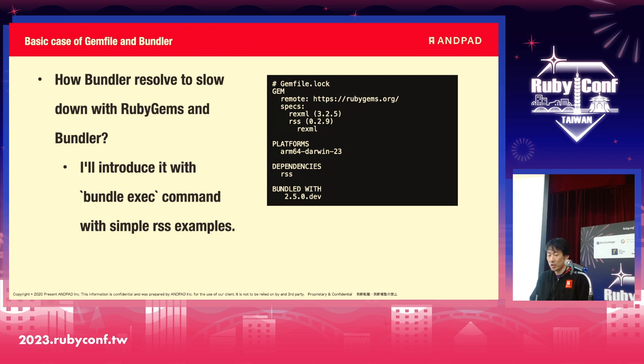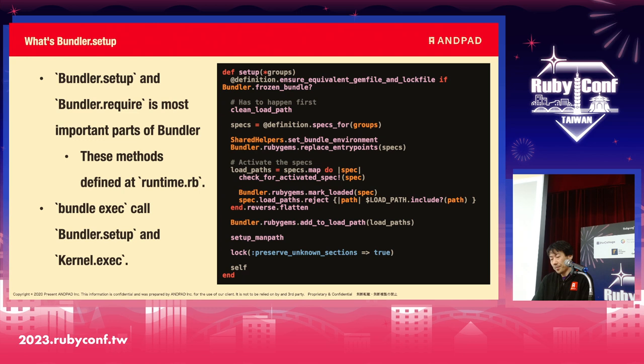We will look at it with a Gemfile with only a single RSS gem specified as an example, which has a library dependency called rexml in its gemspec. It's the same as the previous slide. The key part is Bundler.setup. When you execute bundle exec foo, like RSpec or Rails or other commands, bundle exec sets environment variables with the BUNDLER_ prefix while modifying related environment variables like PATH, RUBYOPT, RUBYLIB, etc. After that, bundle exec calls the Bundler.setup method. Finally, bundle exec calls the foo command using Kernel.exec, which is a built-in method of the Ruby language.